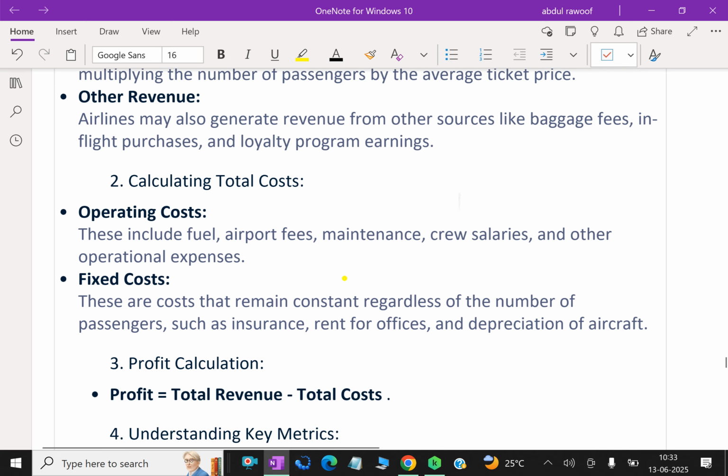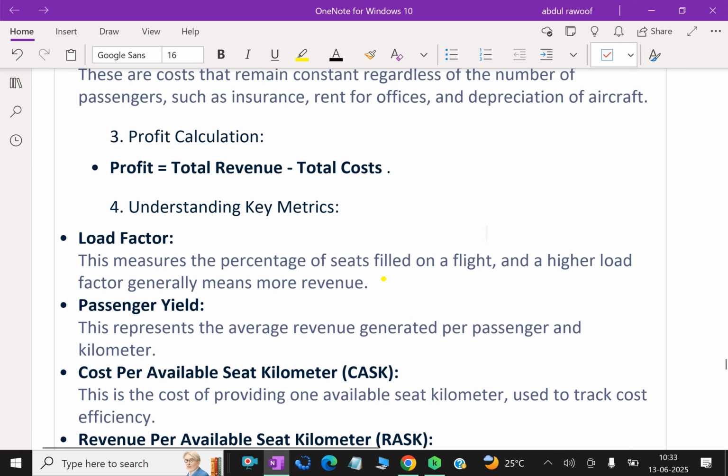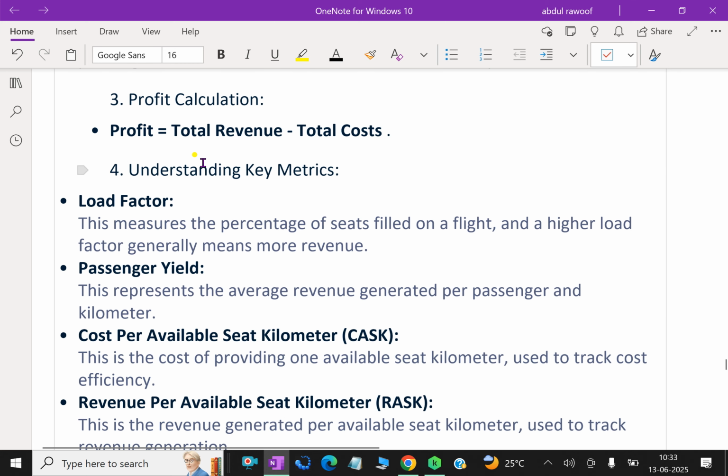Calculate the total costs. Operating cost. This includes fuel, airport fees, maintenance, crew salaries, and other operational expenses. Fixed costs. These are costs that remain constant regardless of the number of passengers, such as insurance, rent for offices, and depreciation of aircraft. Profit calculation. Look at this formula. Profit equals total revenue minus total cost.